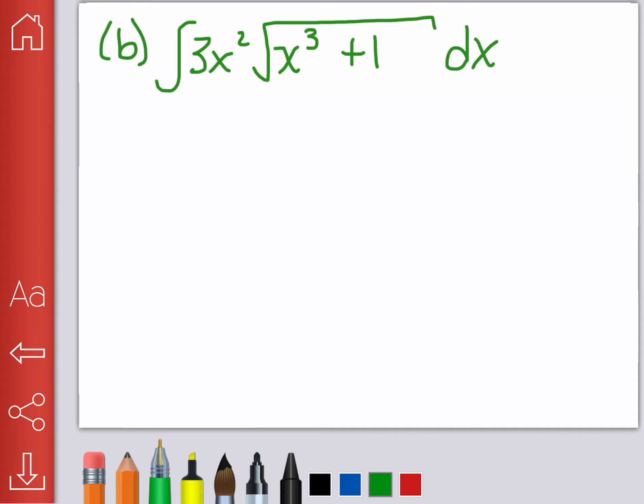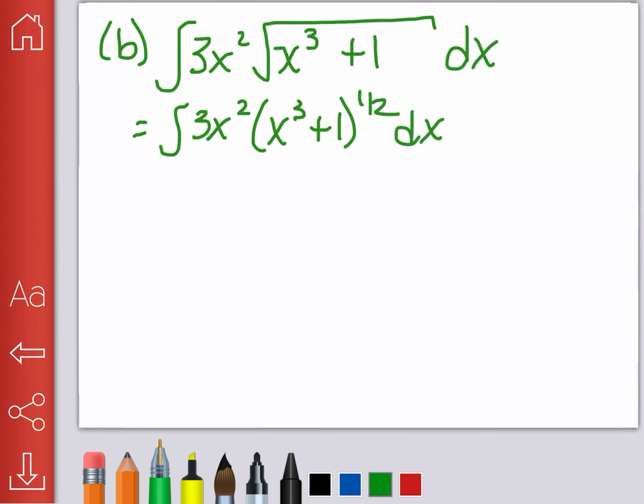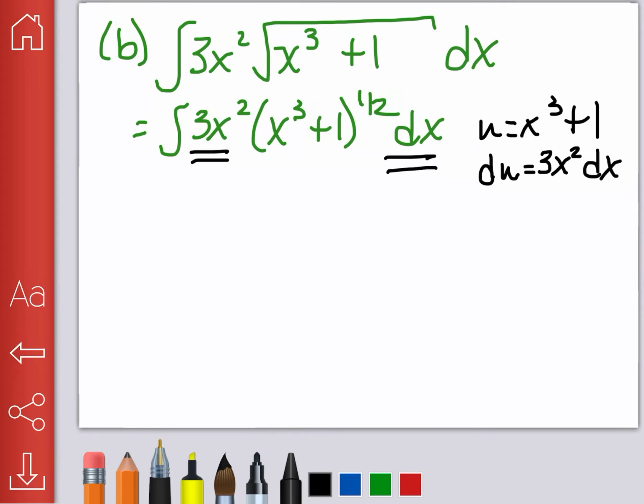So we always want what's on the inside. Remember, we would always rewrite square roots as powers to the 1/2. So I think our u should definitely be x cubed plus 1. Okay? Now, our du then would be 3x squared dx, which works out really well because here we have a 3x squared dx. So when we sub, we would have u to the 1/2 du, which even though it's to the 1/2, we can still pretty easily integrate that.